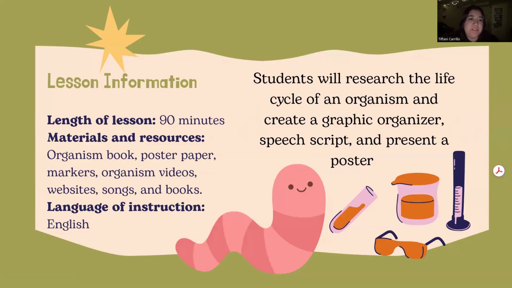So the lesson information: the length of the lesson would be around 90 minutes. The materials and resources would be an organism book, poster paper, markers, organism videos, websites, songs, and books that they would use as resources. And the language of instruction would be English. The main overview is that students would research the life cycle of an organism and create a graphic organizer, speech script, and present a poster on it.